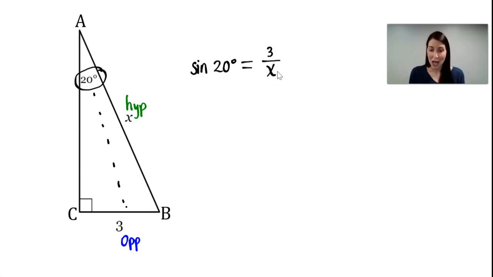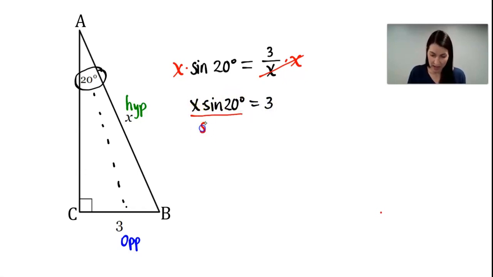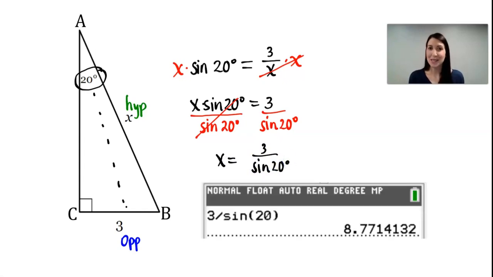Now time to solve for x. The first thing I always do is I multiply both sides by the denominator, no matter if it's a number or a variable, so that those cancel. I'm left with x times sine of 20 degrees equals 3. I still don't have x alone. To do that, I need to divide both sides by the sine of 20 degrees, so that those cancel, and it looks like I'm going to be typing into my calculator 3 divided by the sine of 20. This is what I typed in my calculator, and so my answer rounded to 2 decimal places would be 8.77. And we just solved for the length of the hypotenuse.